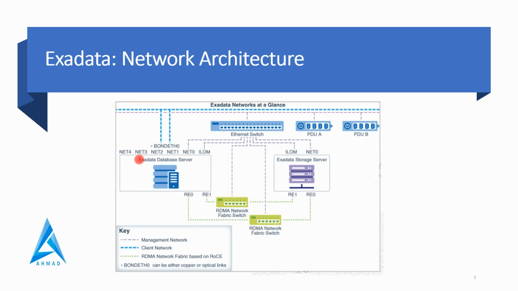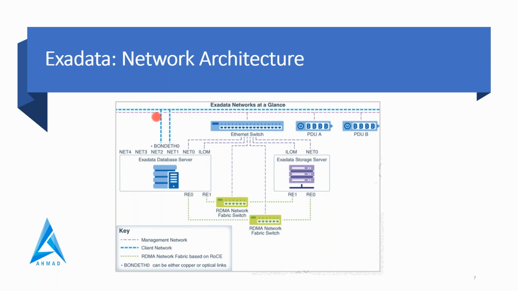And the additional network is optional. As I said, the database server can connect to the additional existing network using the available open ports, which are not used by the management and client network. So we have the management network, the client network, the RDMA network fabric based on ROCE, and bond ETH0 can be either copper or optical links. So this is bond ETH0. So this is the network.